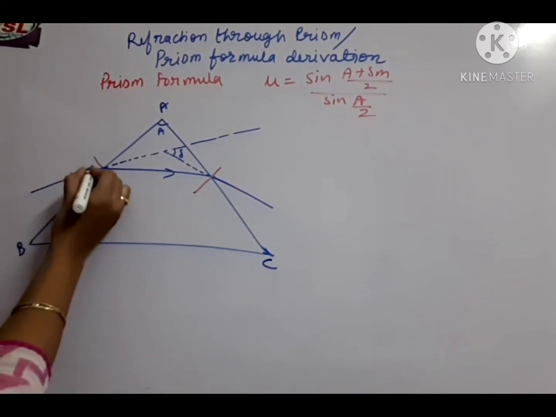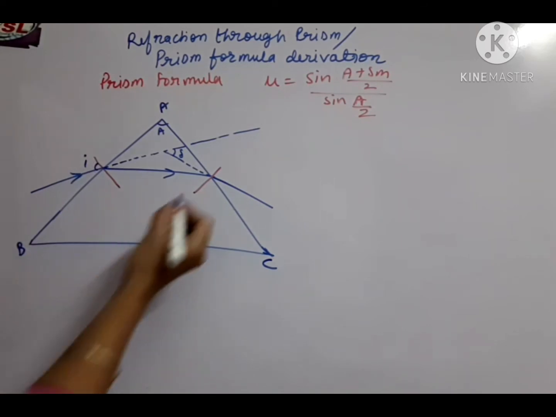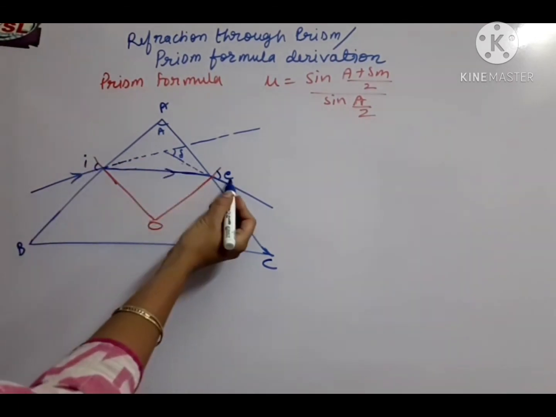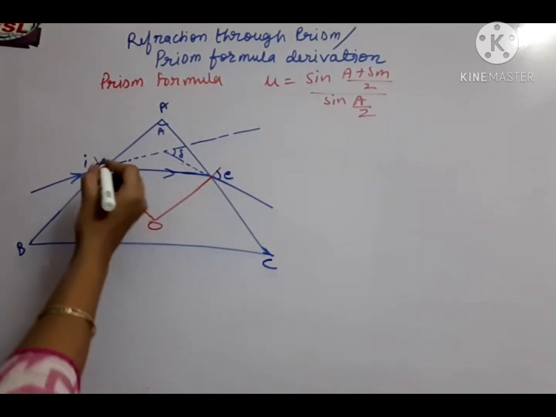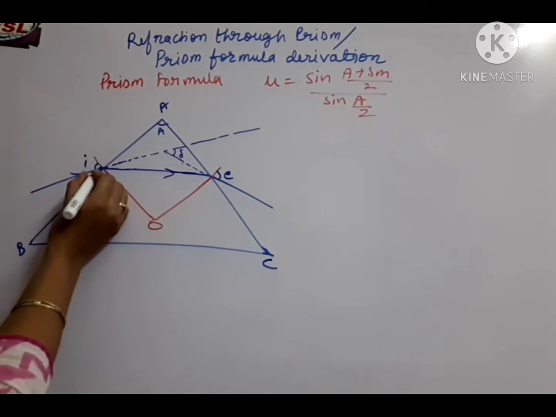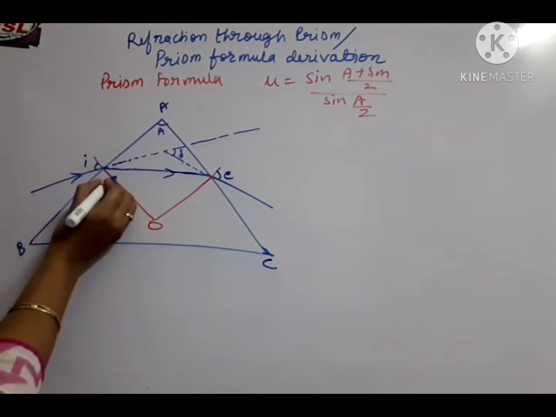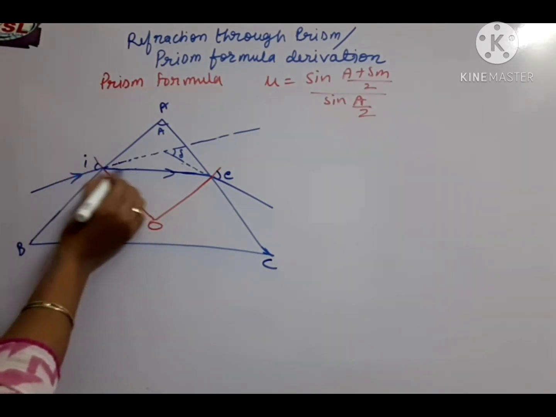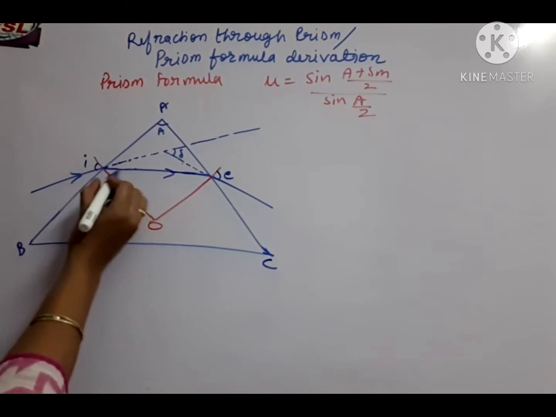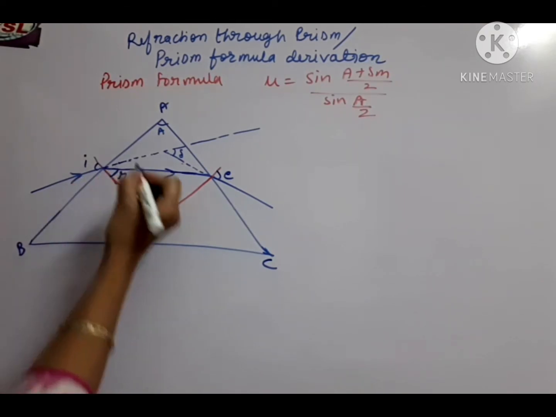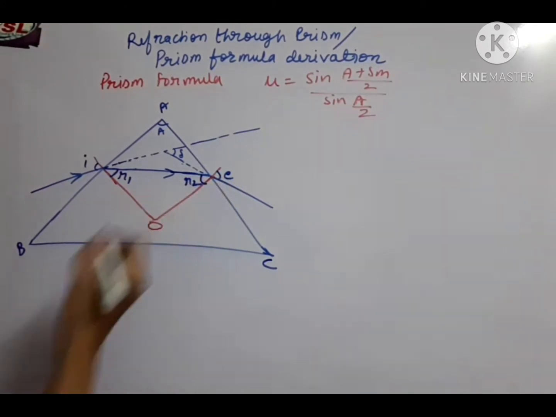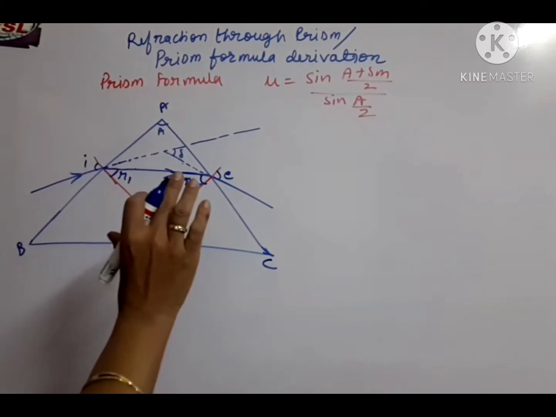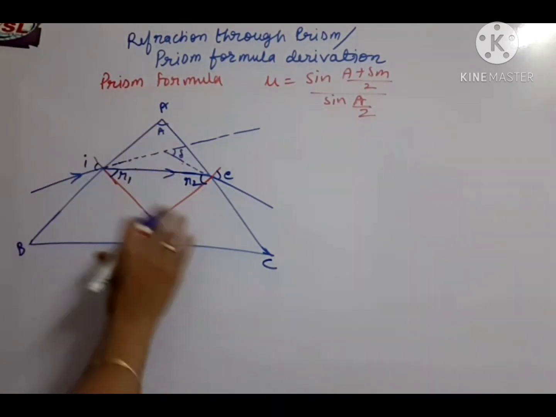With the first normal, the incident light's angle is angle I, and the emergent light's angle with the normal is angle E, the incident angle and emergent angle. And these are the normals we have joined. The ray came here and turned here. The angle with the normal we call refraction angle R1, and the angle here we call refraction angle R2. After that we need to use some quadrilaterals and triangles in this diagram so that we reach the formula.